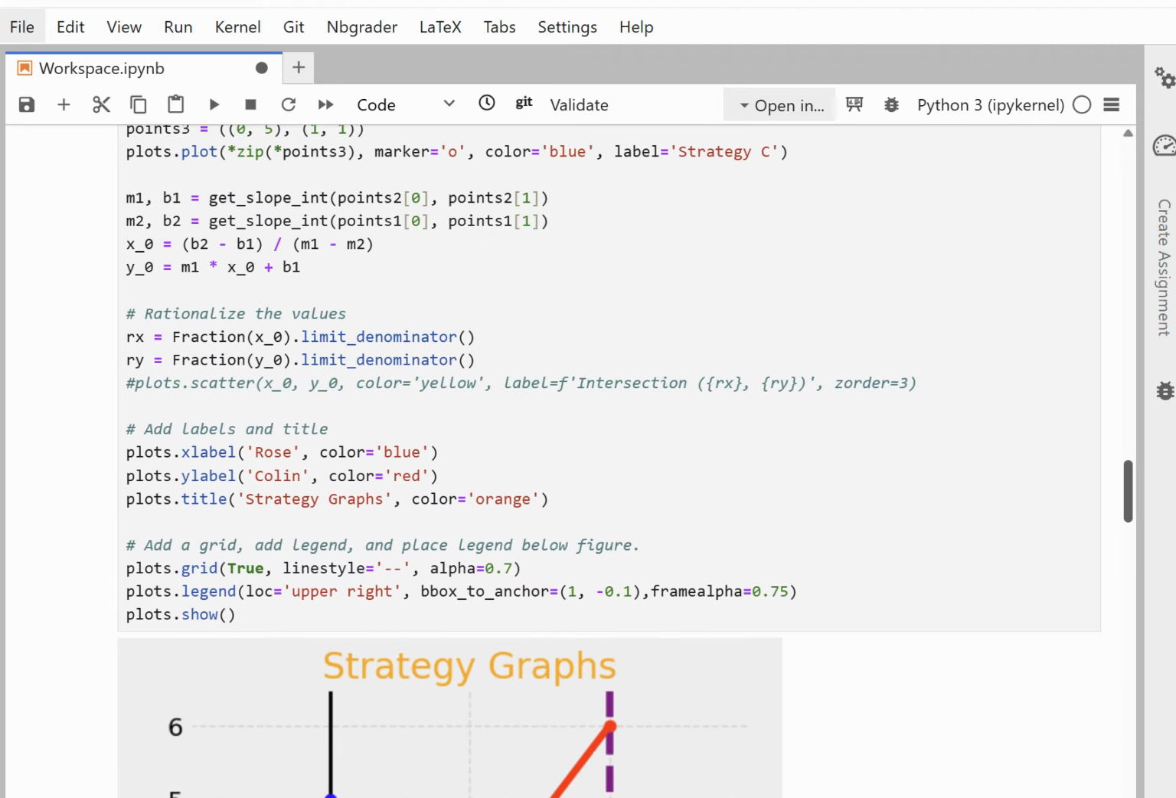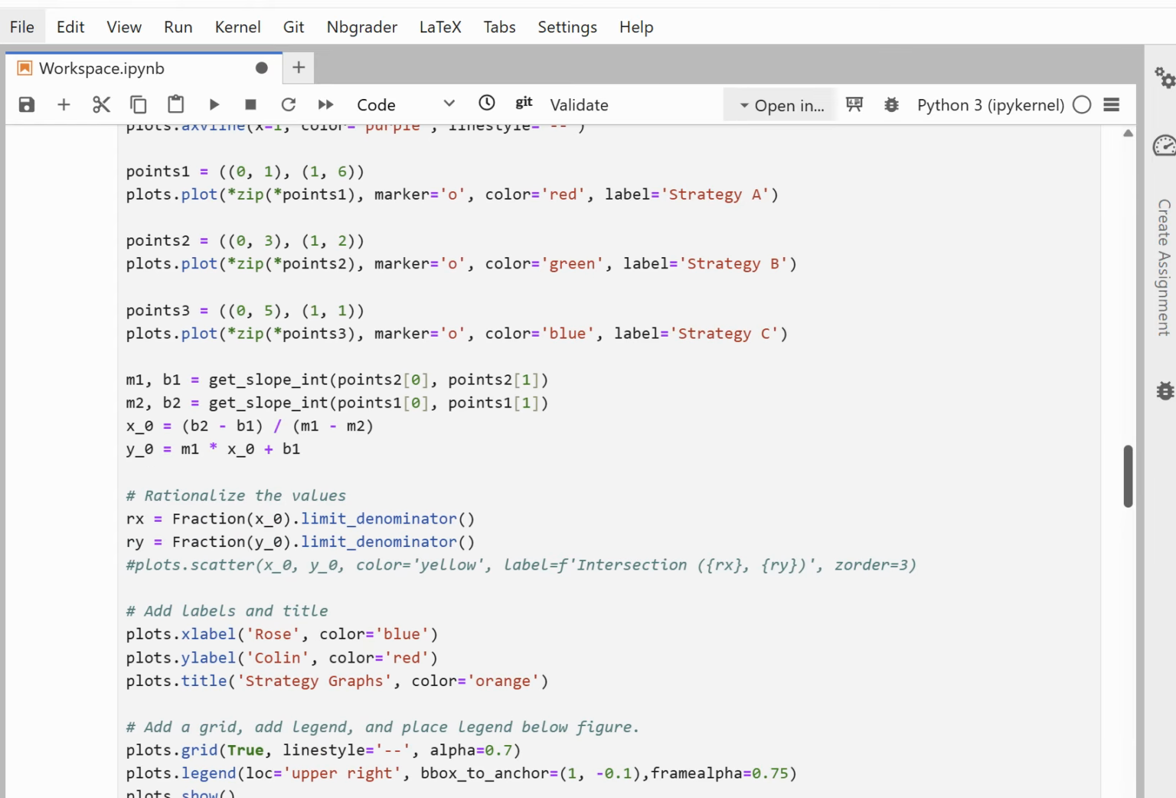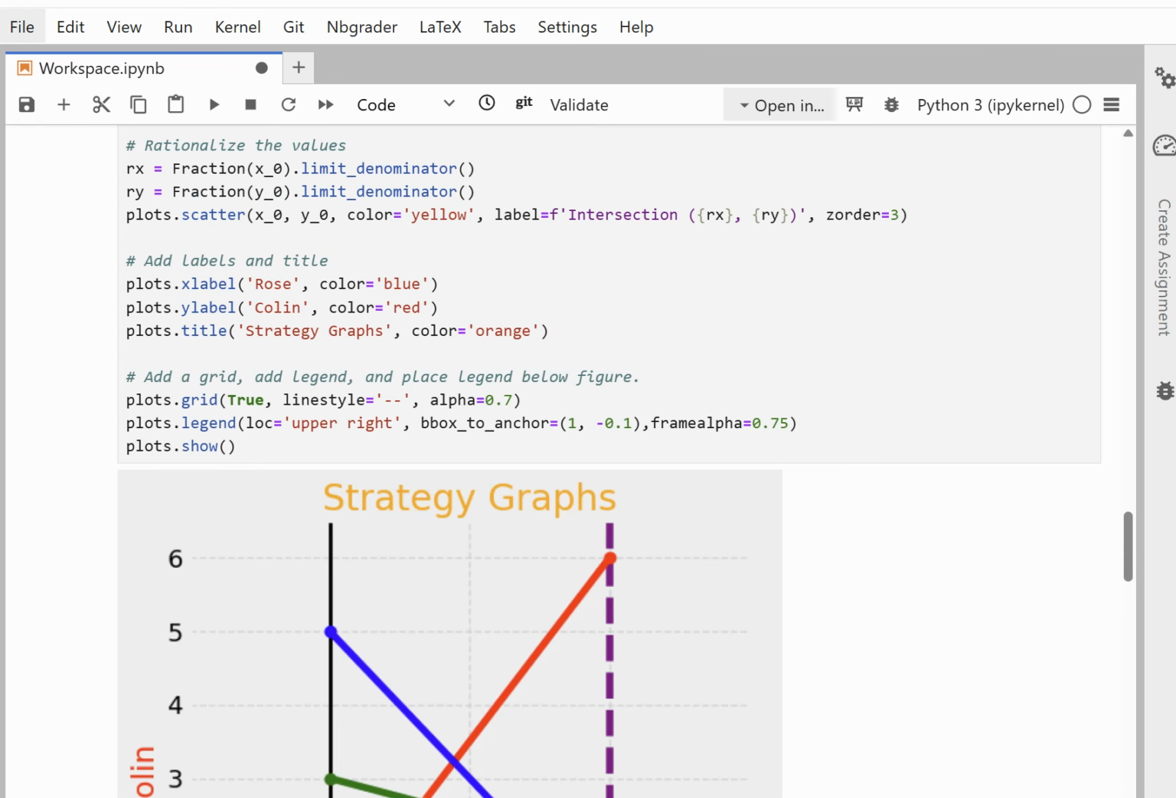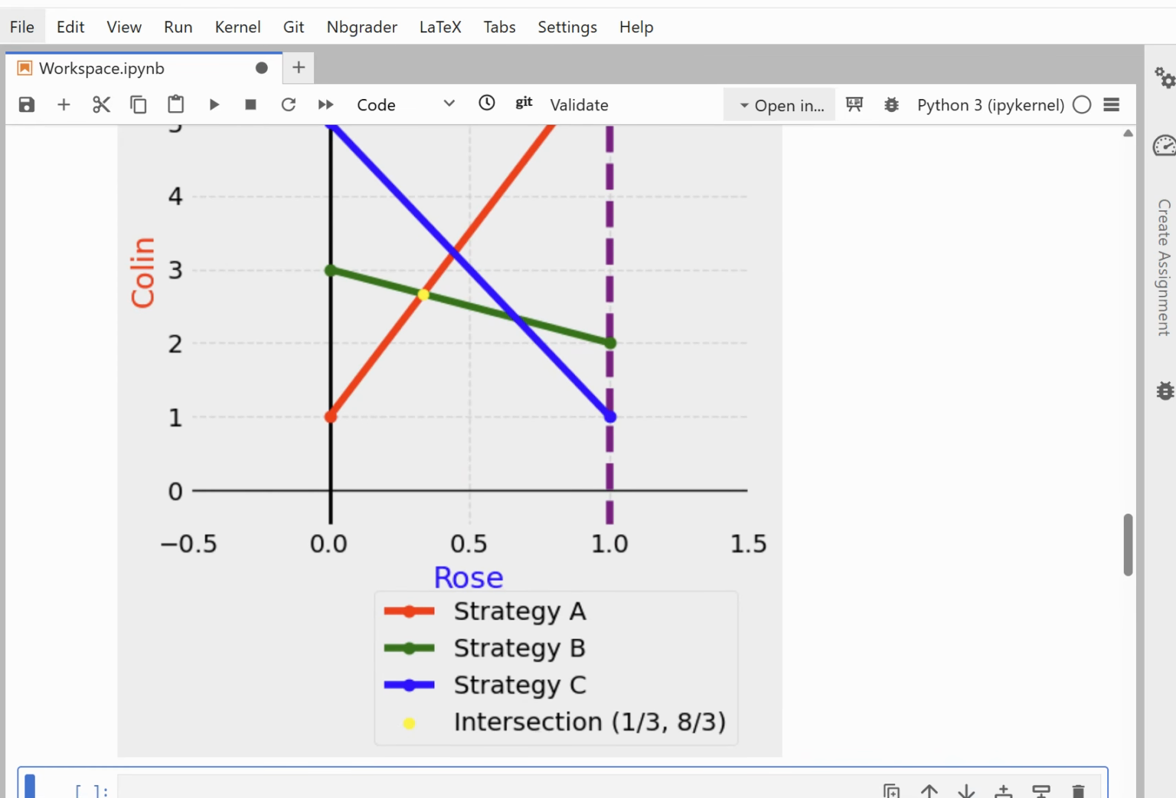Right? So I can go back up here, right? And now my intersection, right? 1 and 2. All right, and I can get rid of that hashtag so it'll show that point. And it shows the intersection, okay? So 1/3, so what does that mean? The 1/3 in the x coordinate means that that's the percentage of time Rose is going to play B. So her optimal strategy pair is 2/3, 1/3.